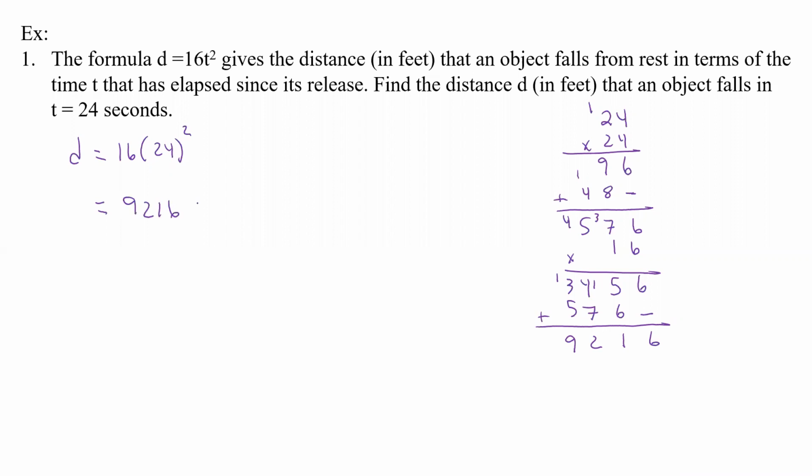9216, and it's feet. So that is our distance the object falls in 24 seconds. So that's how far it falls. If you think about that, that's quite a long way in 24 seconds. The acceleration of gravity is 9.8 meters per second squared, and you'd have to do all the conversions to feet per second, but I think it's about 32 feet per second squared. So that's where we're getting this.